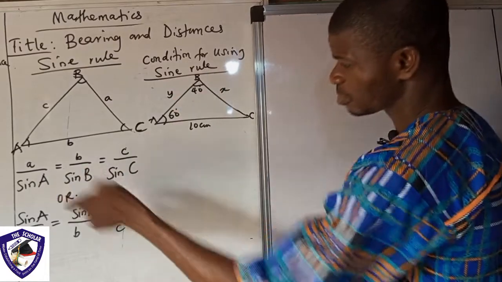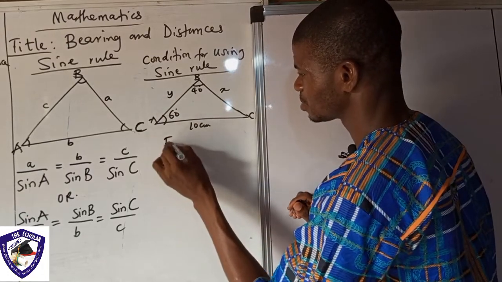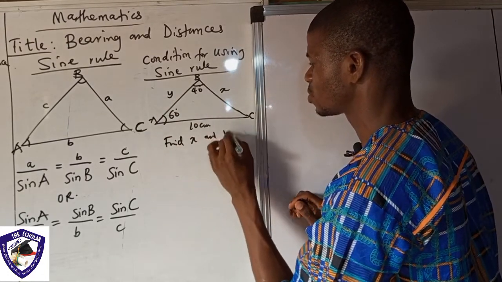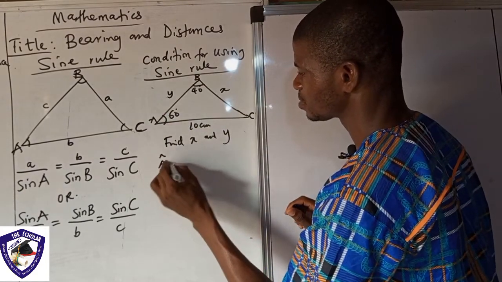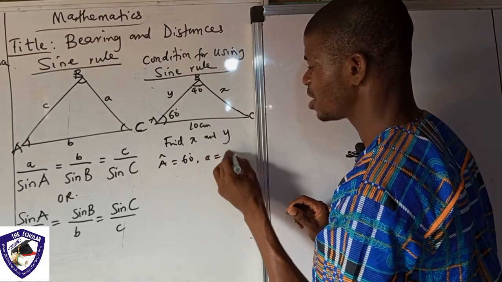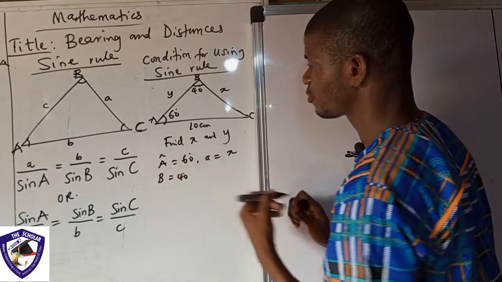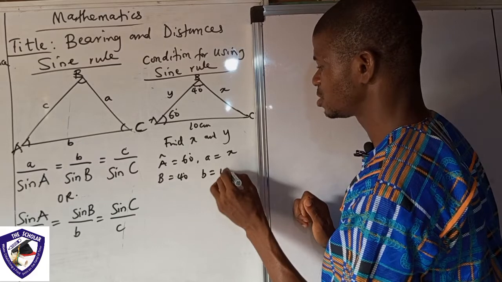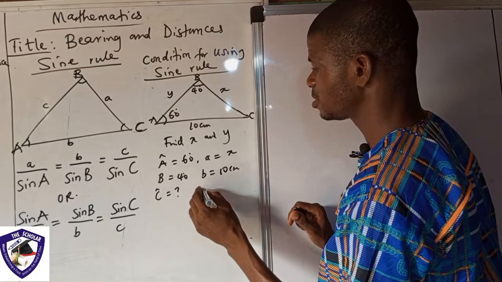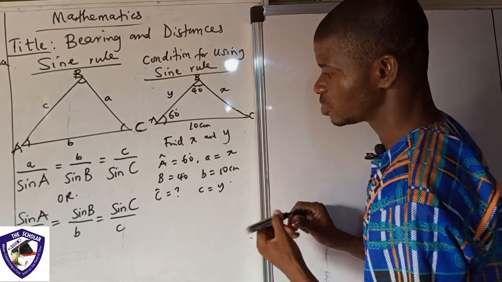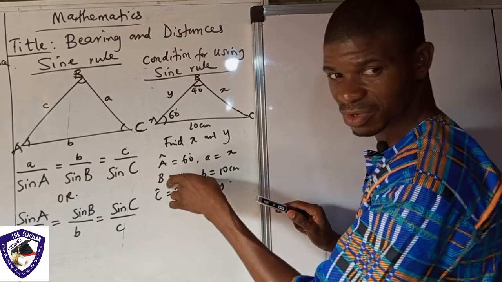So let's look at this now, using the formula we have on the board. Using this triangle to solve, applying the formula here, I'm asked to find x and y. From this diagram here, our angle A is equal to 60 degrees. My small a is x, right? Our angle B is equal to 40 degrees. My small b is equal to what? 10 centimeter. Our angle C is unknown. My small c, which is y, is also unknown. So if you look, these two are known. The side and the angle are given.